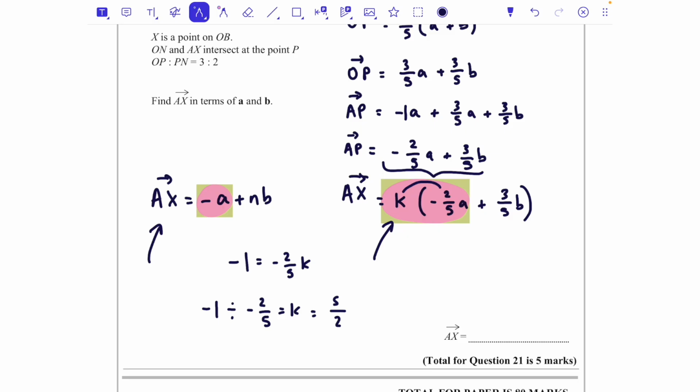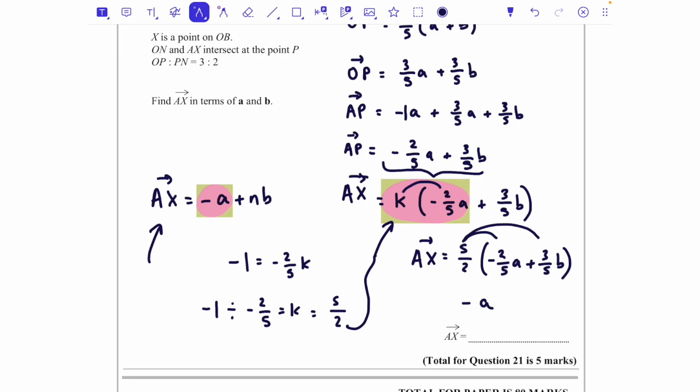So once you know that K is 5/2, we can then substitute it back into this. So A to X is 5/2 times minus 2/5 A, add 3/5 B. So this multiplied by this is minus A, and this times this is going to be 15/10 B, which is 1.5. So minus A, add 1.5 B, or minus A, add 3/2 B, however you want to write it, is absolutely fine. And that, there we go, is your final answer for 5 marks on that one.